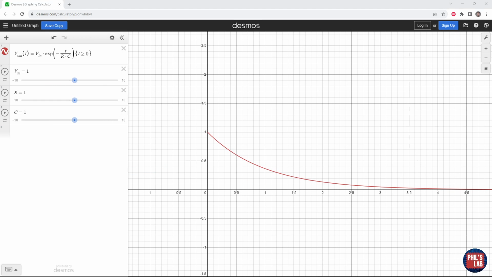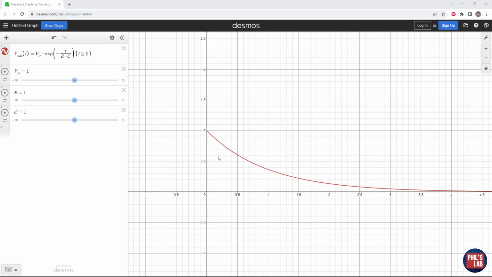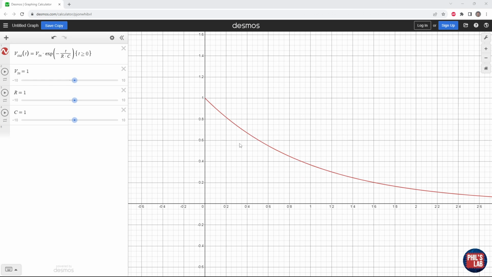We can plot a solution to this differential equation quite easily using a graphing calculator for a step response. Let's say a step response with a 1 volt peak input at t equals 0. So at t equals 0, the output will jump to 1 and then decay down to 0.